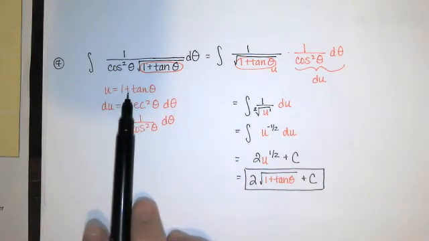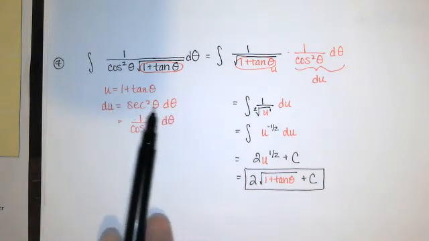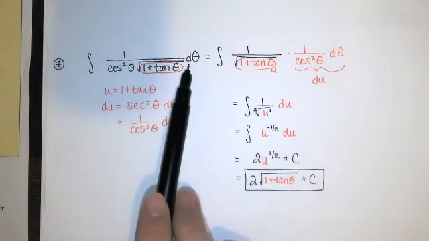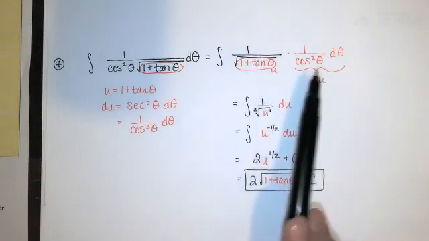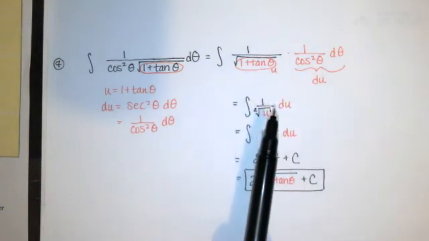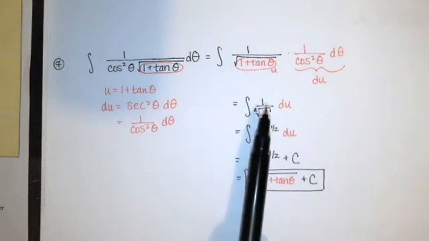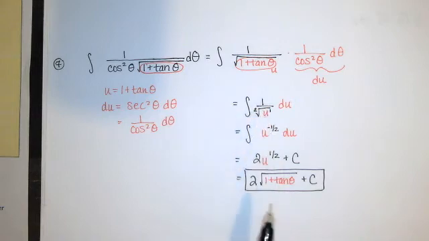So the method is: identify an inside function, compute du. If this is up there somewhere, then you want to write everything entirely in terms of u. And your hope is after you do that, you'll have a basic rule for that. If you have a basic rule, anti-differentiate, and then don't forget to back substitute.